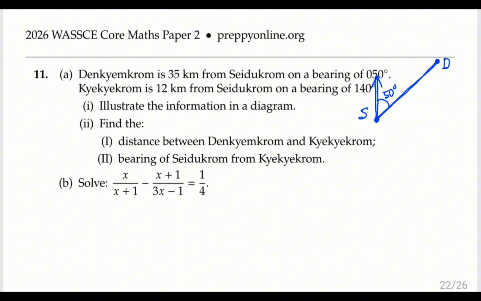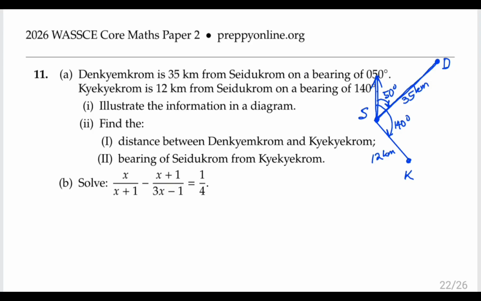And this distance is 35 kilometers. Let me write that. All right. And then we have Chechachrome, which is 12 kilometers from Sadochrome on a bearing of 140 degrees. So again, if we measure 140 degrees, that's going to be somewhere here, let's say. So if you make this angle 140 degrees, then Chechachrome is somewhere here. Let's write K for that. And we are told that that is 12 km.